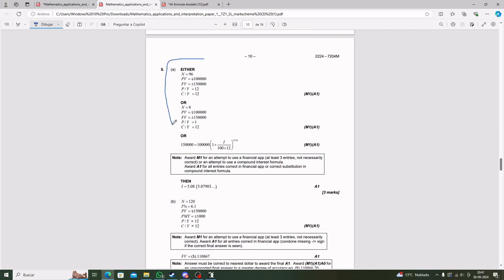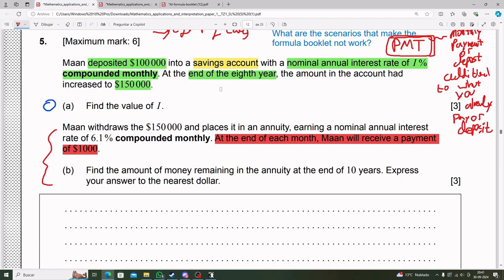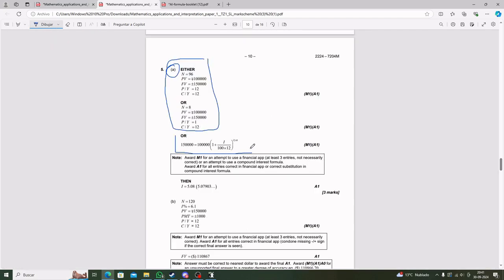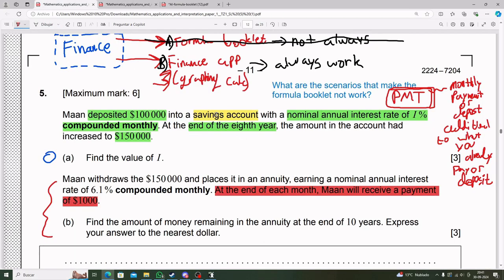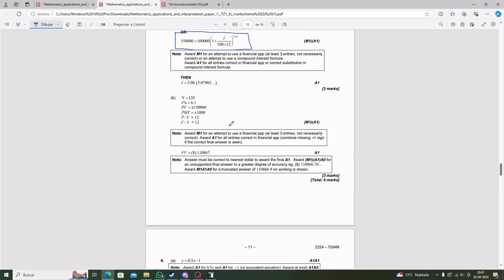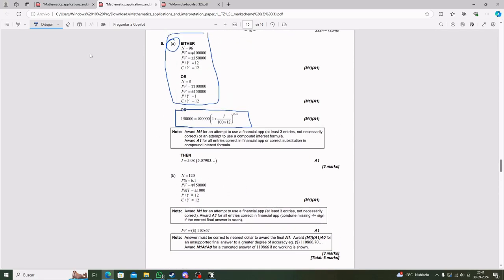And so if you actually go to the answer key, you can see that for number 5, here are 2 variations for part A. Here are 2 variations of the graphing calculator, and there's a 3rd variation that is with the formula booklet. So yes, the formula booklet does work for part A, but for part B, there isn't a version with the formula booklet because, look at that, you have PMT. So whenever you have PMT, you cannot use the formula booklet.